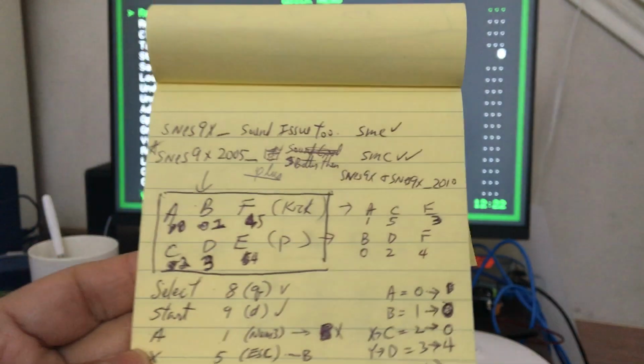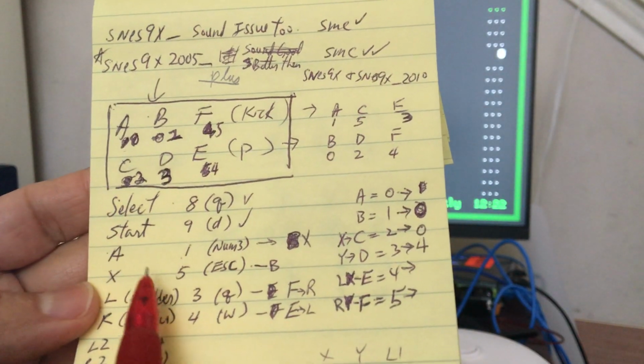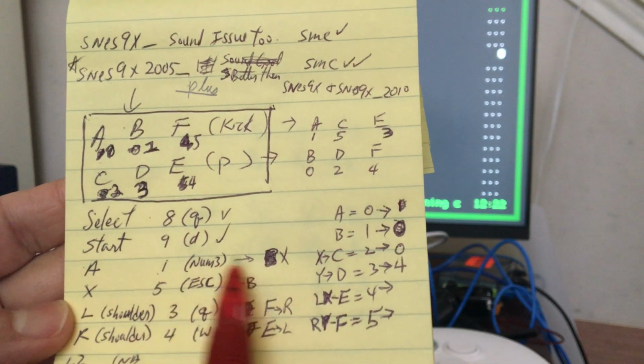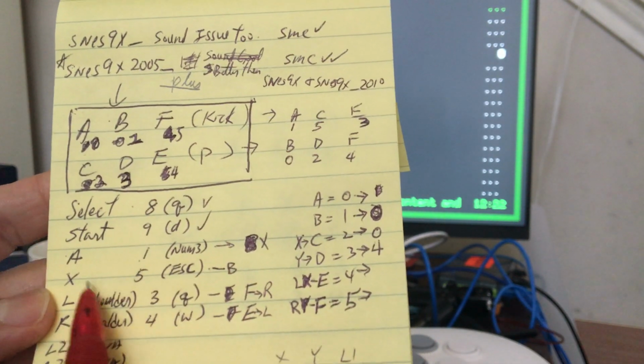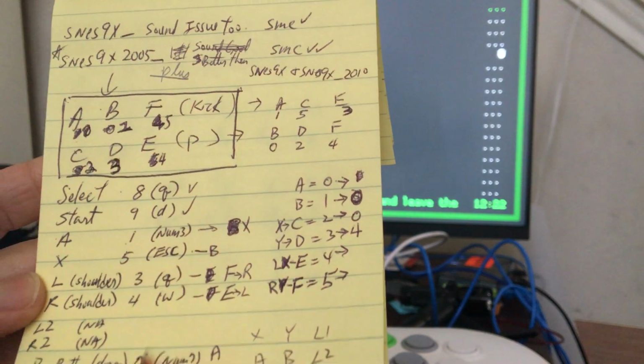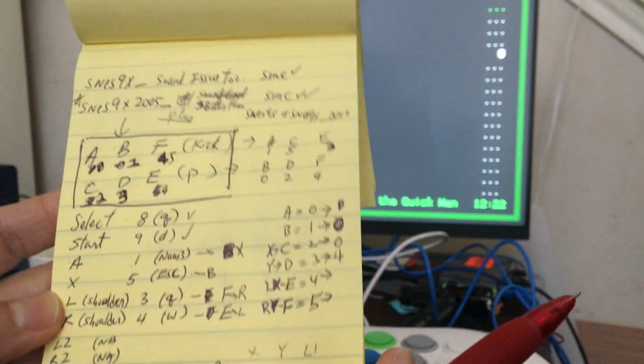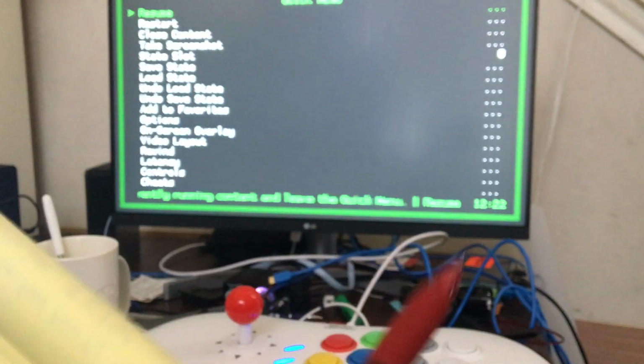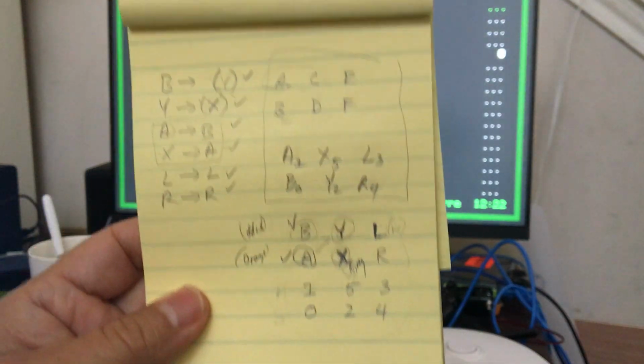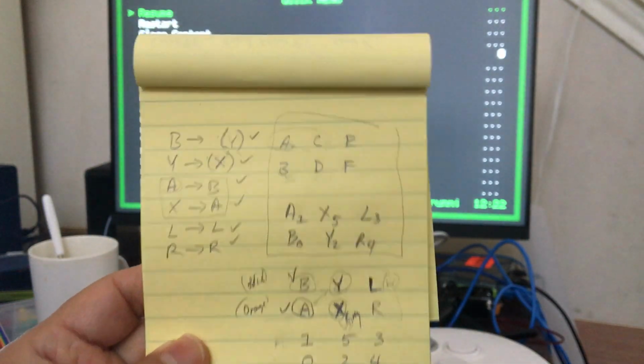Yeah, the select and start is correct. A is actually number 1, which is X, which is not correct. X is B, and so on. So those are not correct, so don't let that confuse you. This is what we're going to change it to, and then we're going to check it out.